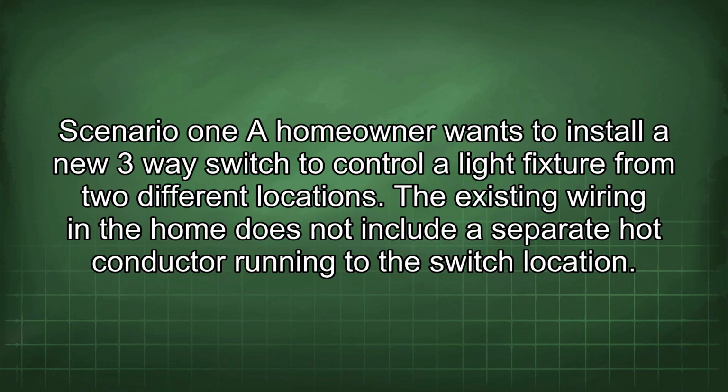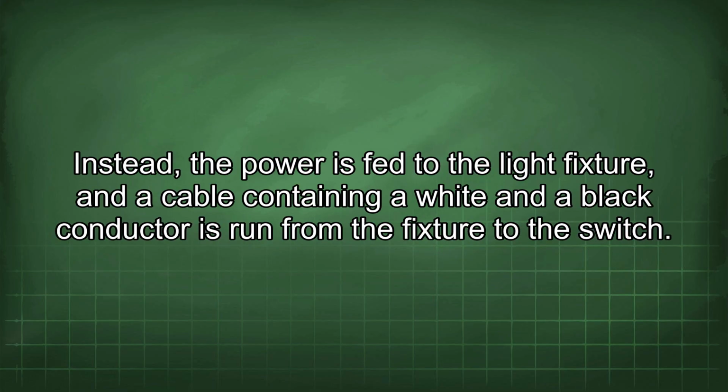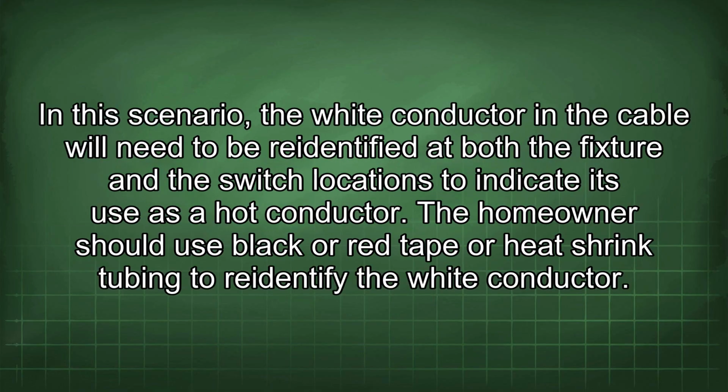Scenario 1: a homeowner wants to install a new 3-way switch to control a light fixture from 2 different locations. The existing wiring in the home does not include a separate hot conductor running to the switch location. Instead, the power is fed to the light fixture, and a cable containing a white and a black conductor is run from the fixture to the switch. In this scenario, the white conductor in the cable will need to be re-identified at both the fixture and the switch locations to indicate its use as a hot conductor.